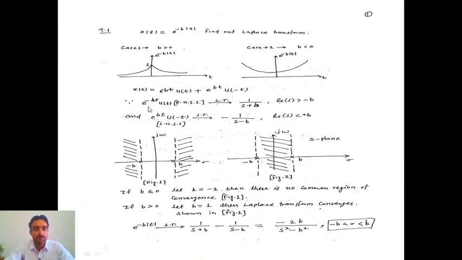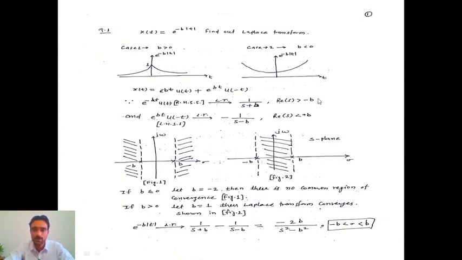We know, as we discussed in the last lecture, that e to the power minus at u of t is equal to 1 upon s plus a if it is a right-sided signal, and e to the power minus at u of minus t is equal to minus 1 upon s plus a when it is a left-sided signal, u of minus t. So in this question, we can calculate the Laplace transform of e to the power minus bt u of t. u of t means right-hand side signal. So the Laplace transform of this input is equal to 1 upon s plus b. And the ROC, the real part of s, is greater than minus b.